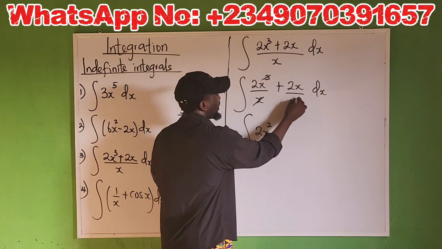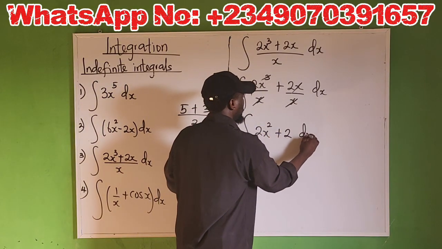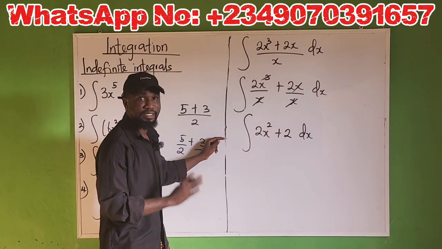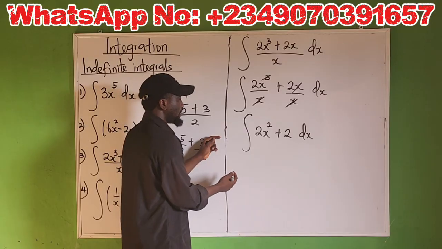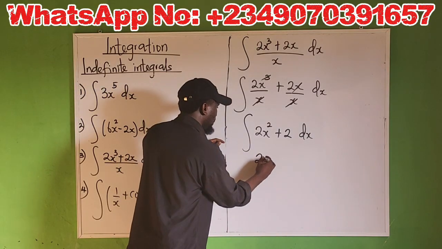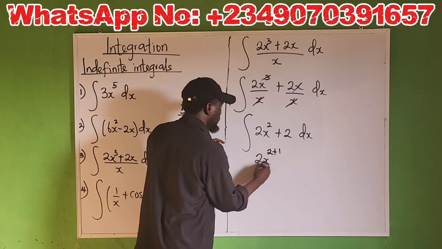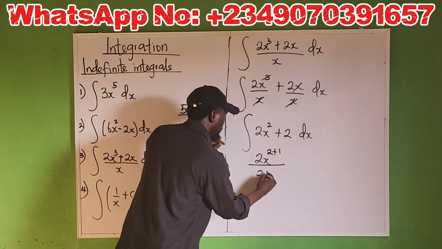Then plus x will cancel what? x. So we are left with what? With 2, with respect to x. So now let's integrate. So what is the integral for this? That's 2x squared. We are going to have 2x, right? Add 1 to this. That's 2 plus 1. Then divided by what? 2 plus 1.